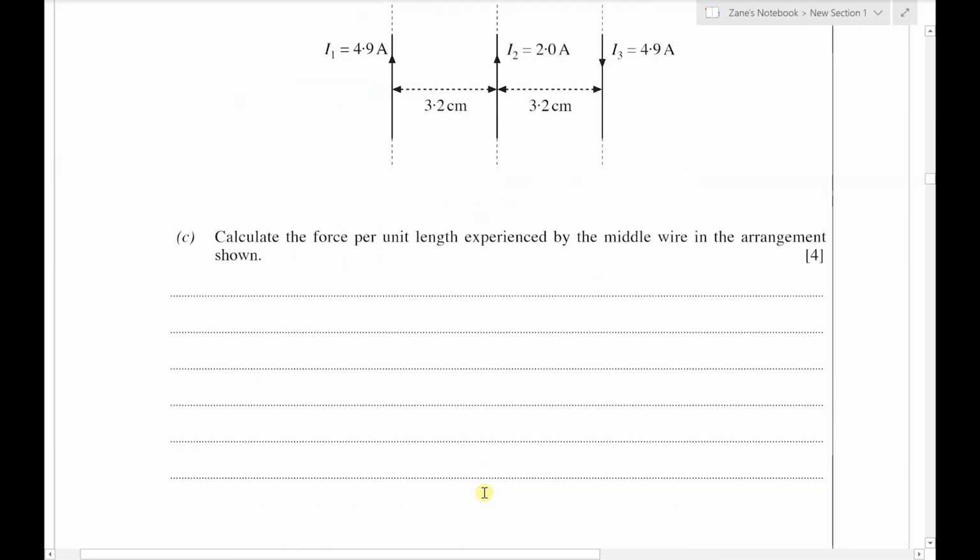For part C, we've got to calculate the force per unit length experienced by the middle wire in the arrangement shown. Well, if we use the right hand grip rule, the field due to the left hand wire will be into the page, so I'll mark that and call it number 1. And similarly, the field due to the right hand wire will also be into the page, so I'll mark that as number 3. So those two fields being in the same direction are going to add up.